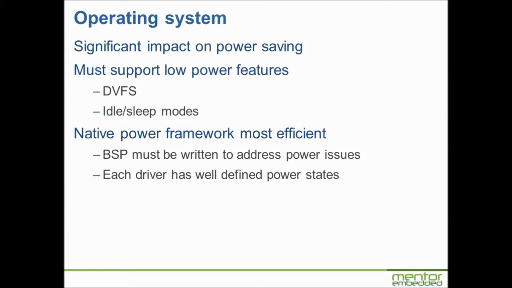And this can have a significant impact on power saving because the operating system is to some extent the interface between the application code and the hardware. And for this to be very useful, the operating system must support some of the power features, like dynamic voltage and frequency scaling and the different sleep modes of the CPU. The most efficient way that an operating system can do this is to have a native power management framework. So in other words, have power management built into the operating system, not an add-on application, if you like.